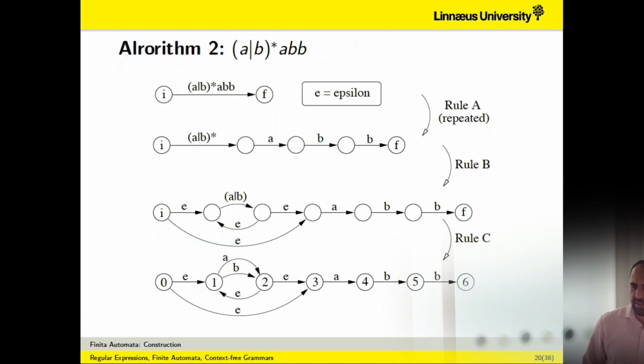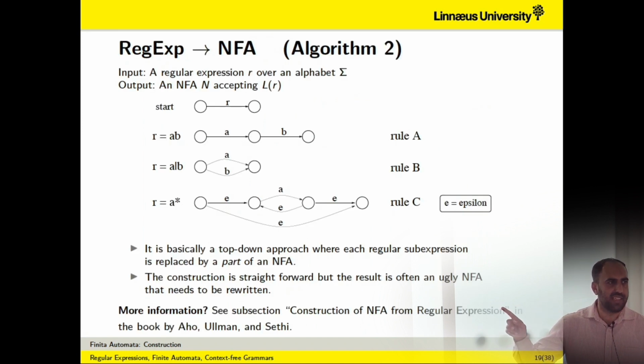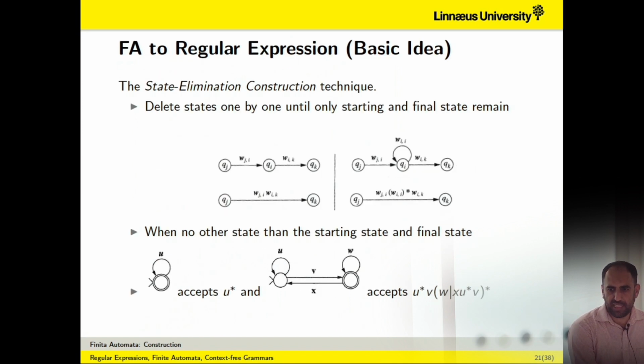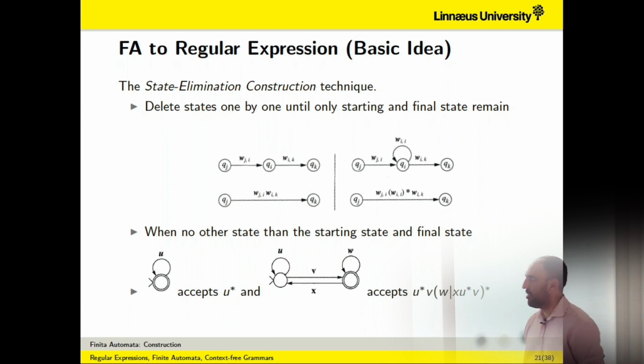So now we have seen that if you have a regular expression, by following these rules, we can transform it to an automaton. But we can also do it the other way around. If you have a finite automaton, it might be a task in the exam that we give you an automaton and ask you to derive a regular expression from it. For this, the technique we use is called state elimination.